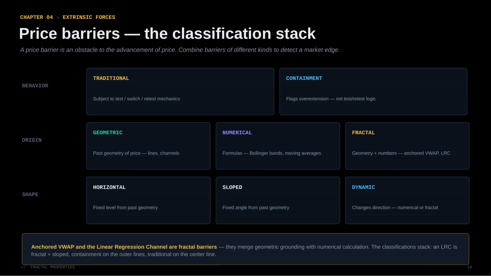The anchored VWAP and the linear regression channel are the flagship examples. By shape, horizontal, sloped, or dynamic. These classifications stack. An LRC is fractal and sloped, containment on its outer lines and traditional on its center line. And the core rule, combining barriers of different kinds, is what raises the odds you found a genuine market edge.